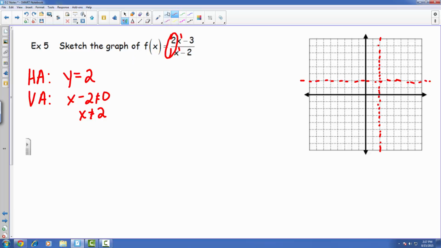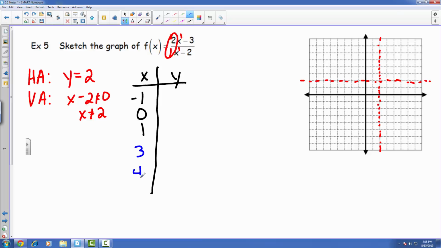Now let's go ahead and create a table where we can throw in some x's and y's and see what they come out to be. So again, we want to create some values that are to the left of our VA. Ones I would probably go with would be -1, 0, and 1. And then some to the right would include 3, 4, and 5. Again, we'll switch up the color too.